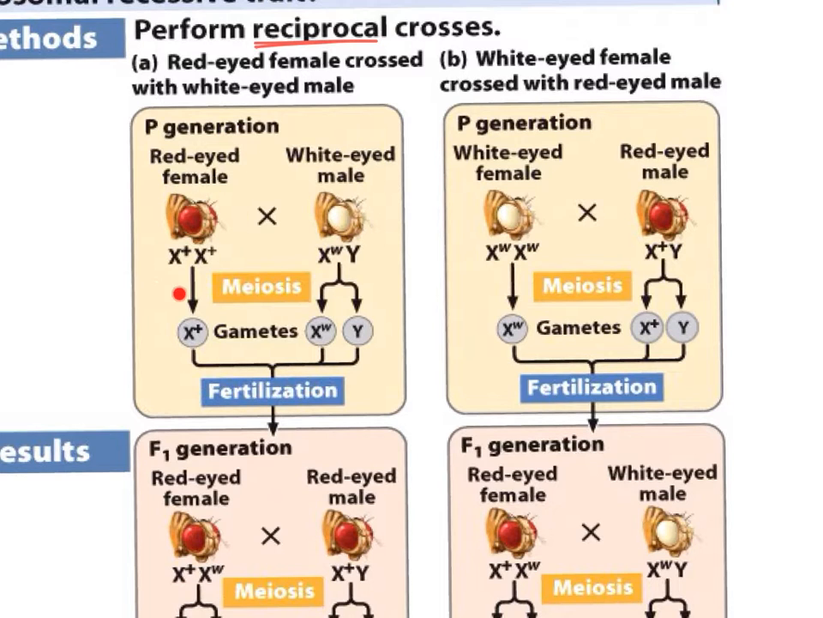Notice we denote X-linked traits with an X with a superscript, either plus for wild type or a letter for the mutant. So all fruit fly or Drosophila genes are named after the mutant. So wild type they just denote as a plus, and it's a superscript on the X. Notice Y does not have a superscript because that allele does not exist on the Y.